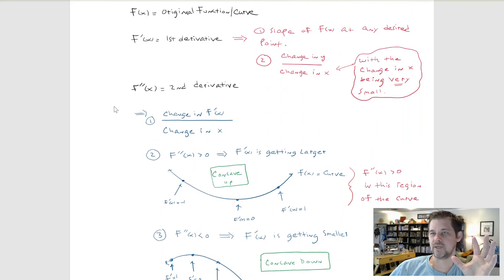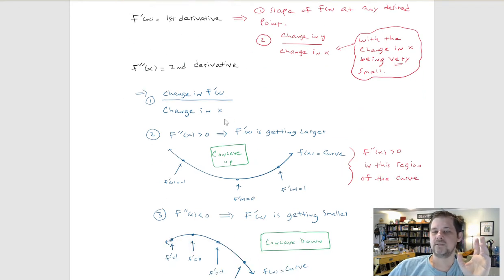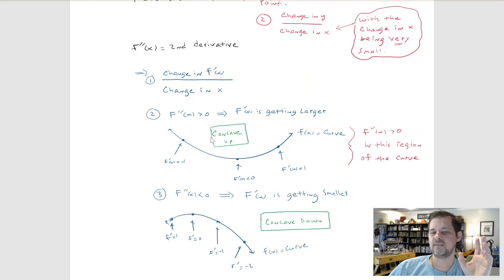Now that might be a little bit hard to think about at first, so I want to think of it this way. The derivative tells you the slope of the curve. So think of it like this. Here's a curve in blue right here. f of x is equal to a curve. And I've indicated several points on the curve. And here I might say f prime is -1, meaning that the curve is sloping downward at a slope, a rise over run, of -1.